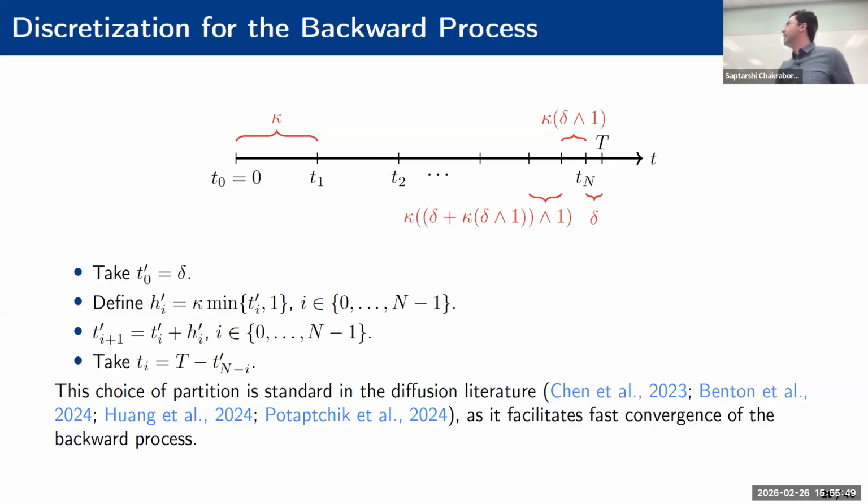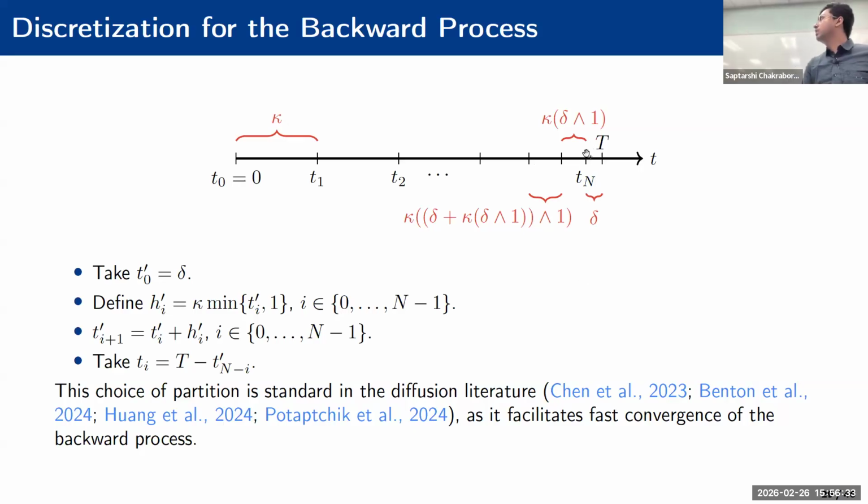So that's also an advantage of having such an assumption. Now, for the discretization scheme, we'll take a very standard scheme that people use, at least in the theoretical study of diffusion models. We start off by taking this to be delta, because we're stopping delta time before capital T. Then we multiply this with kappa. The minimum of kappa and delta gives us the next step size, and the next one is given by the minimum of the previous step size multiplied with kappa, and so on. So this is a geometric discretization scheme.